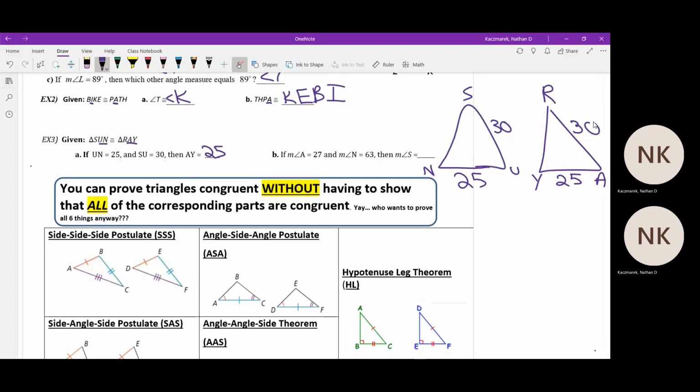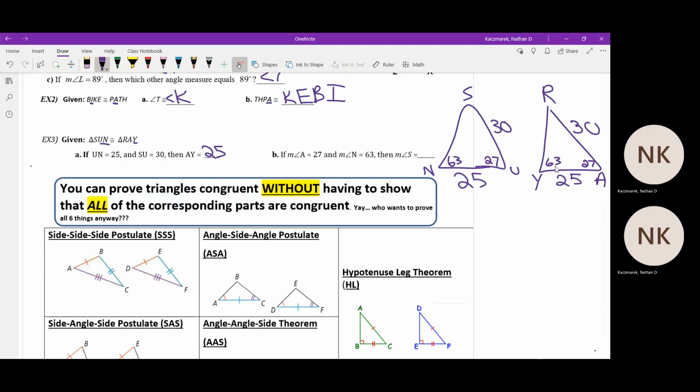All right, now it's saying that angle A is 27. So over here, I'm going to throw in 27. Well, if A is 27, its congruent part is U. So U also has to be 27. N is 63. N was the last letter over here. Its corresponding part was Y. And because of how I made my picture, they're in the same spot. So I can say that that's also 63 because we know those are congruent.